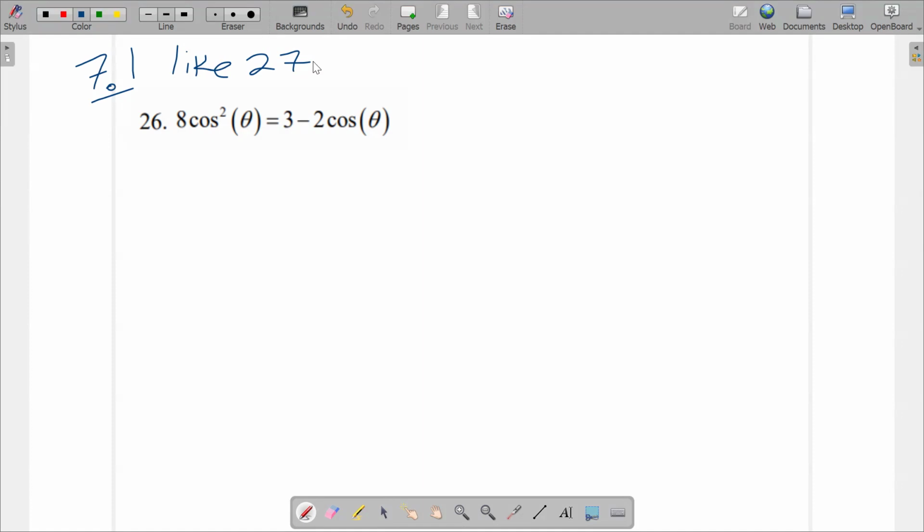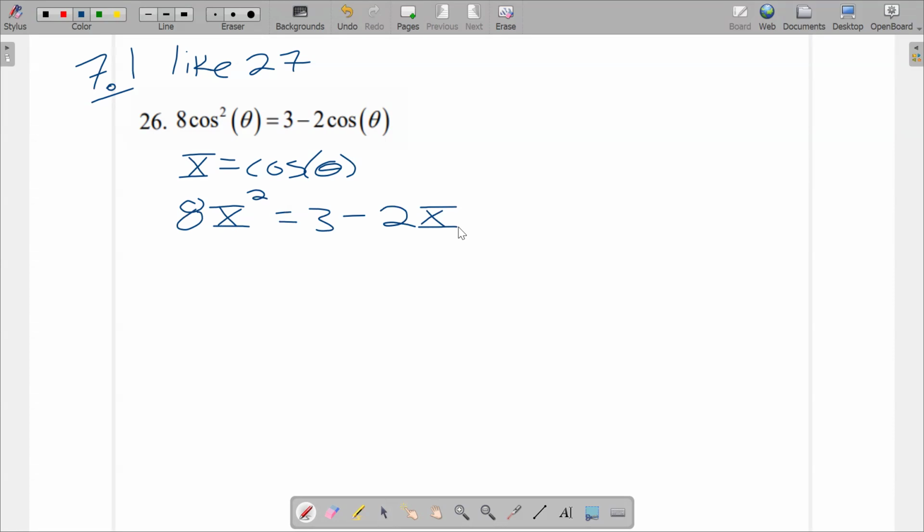So here we could say, let's let capital X equal the cosine of theta. So replacing the cosine of theta with the X, we're going to get 8 capital X squared equals 3 minus 2 capital X. And so now it's like a problem from pre-calc 1.